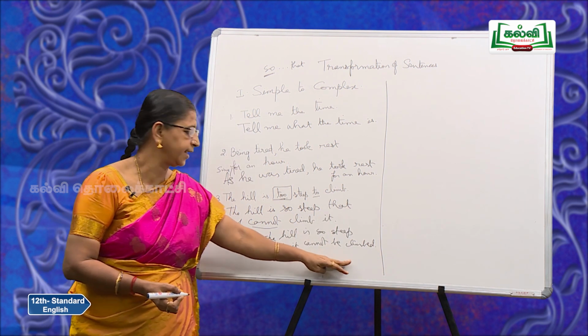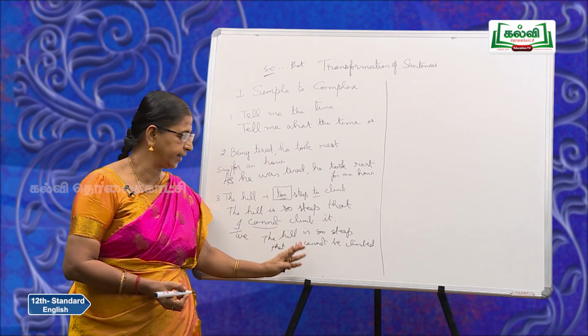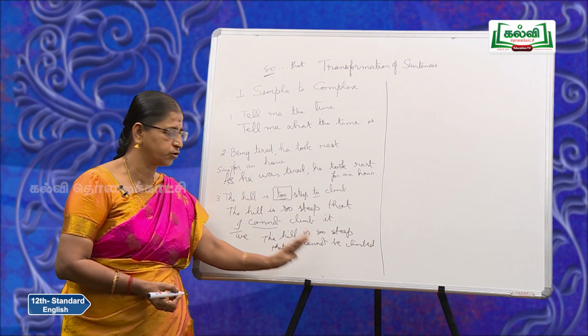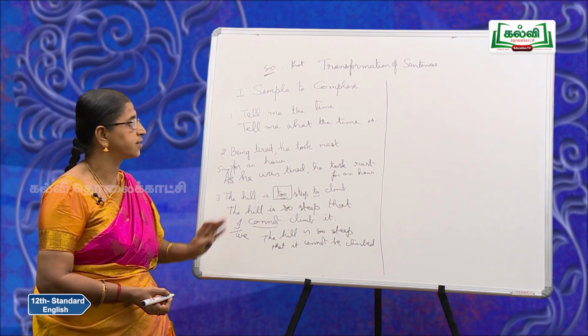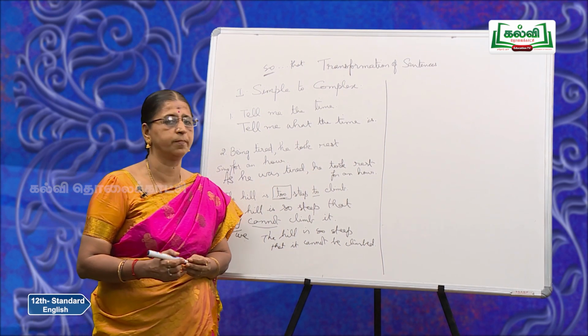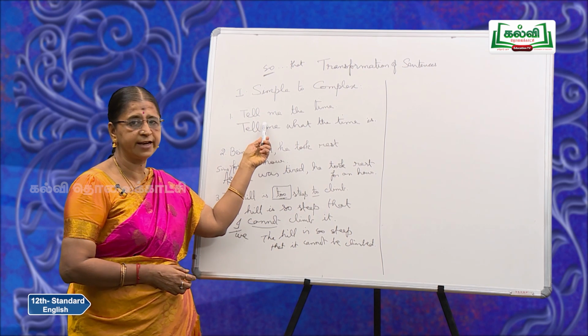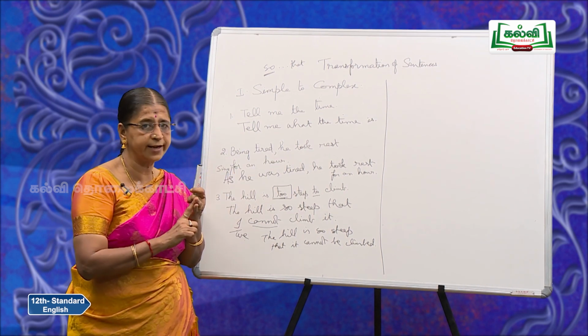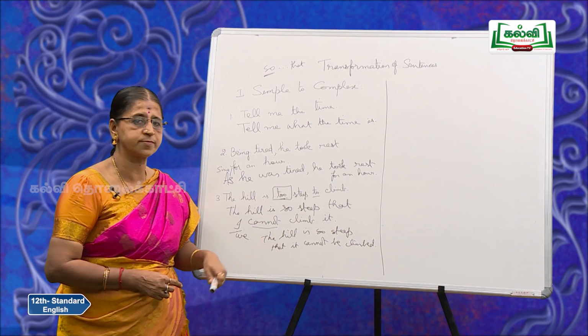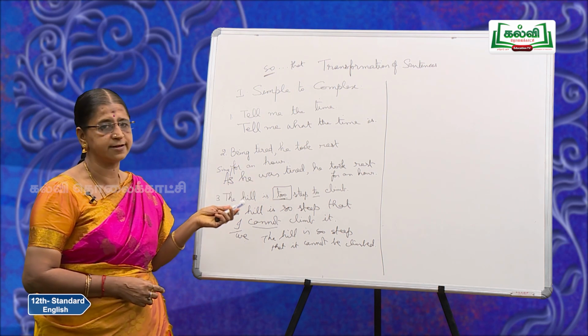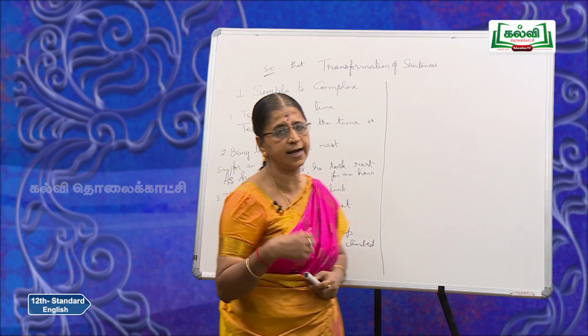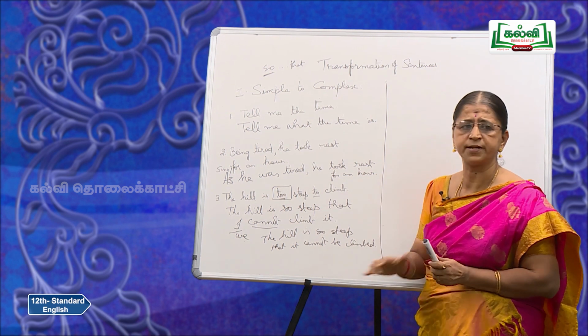That it cannot be climbed. So, it is possible to rewrite this using the passive too. Understood? So, this is how you transform the simple into the complex. Here you get only one finite verb. In your answer, you should have two finite verbs and you should introduce a clause marker and expand the sentence. Now, we will consider the other part, complex to simple.